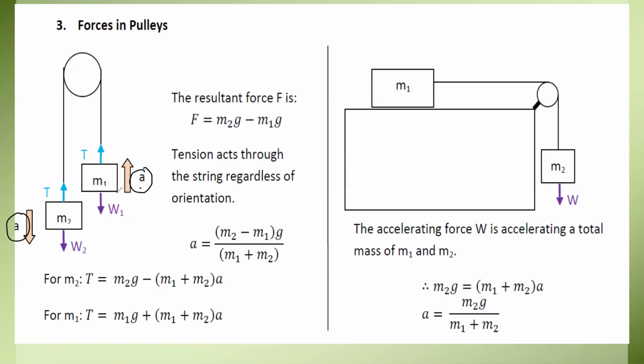If I want to write an equation for the first mass, because it is accelerating up, I can say T minus W1 equals M1A. If I want to write the equation for the second mass, because it is accelerating downward, W2 minus T equals M2A. They both have the same acceleration, the acceleration of M1 is the same as the acceleration of M2. So from these equations we can derive a formula for A or a formula for the tensions.